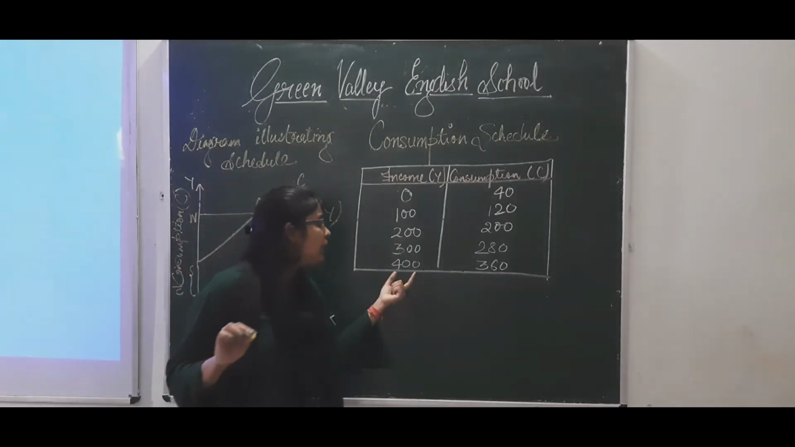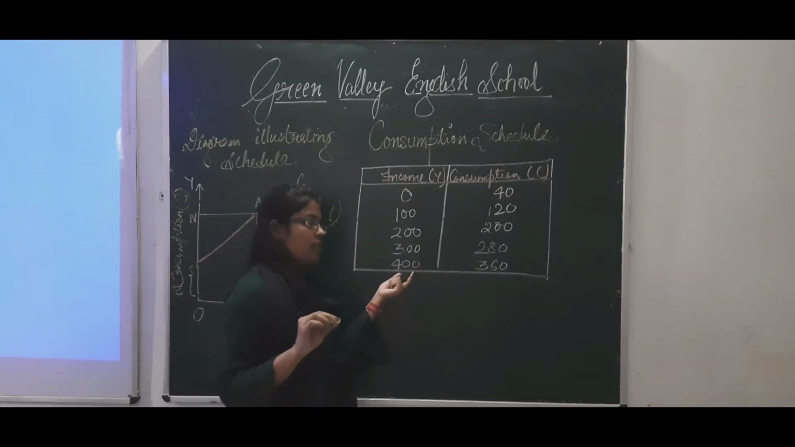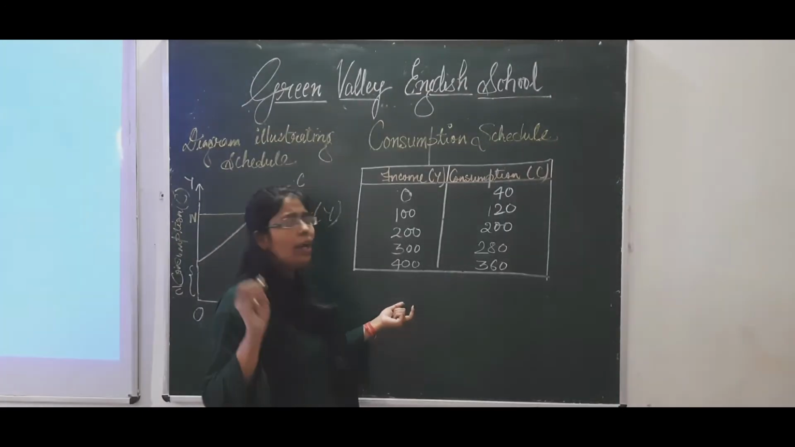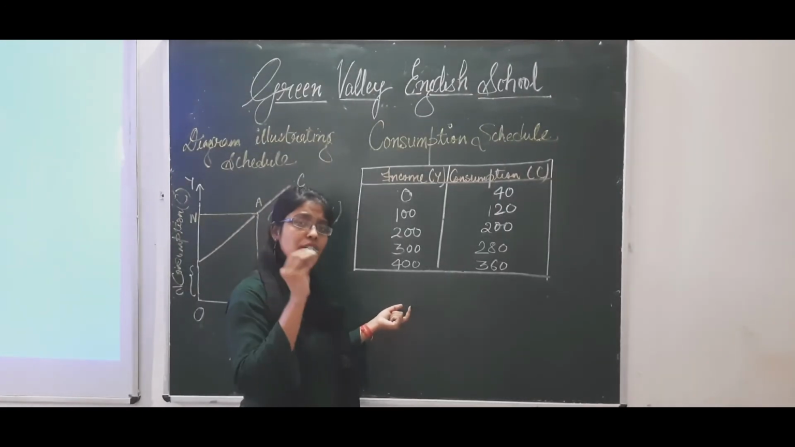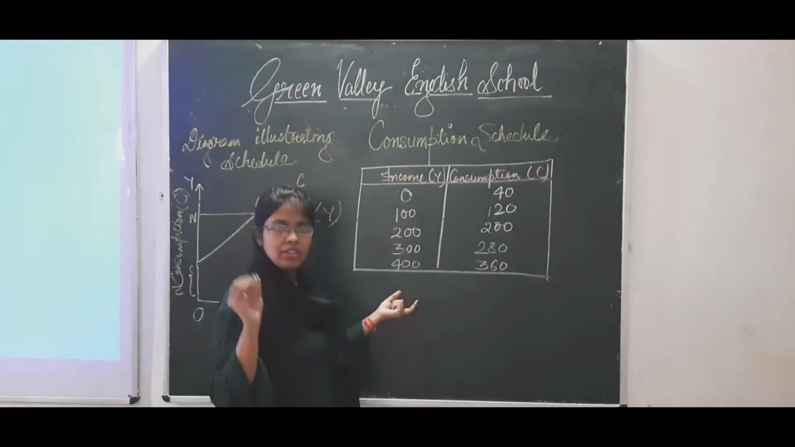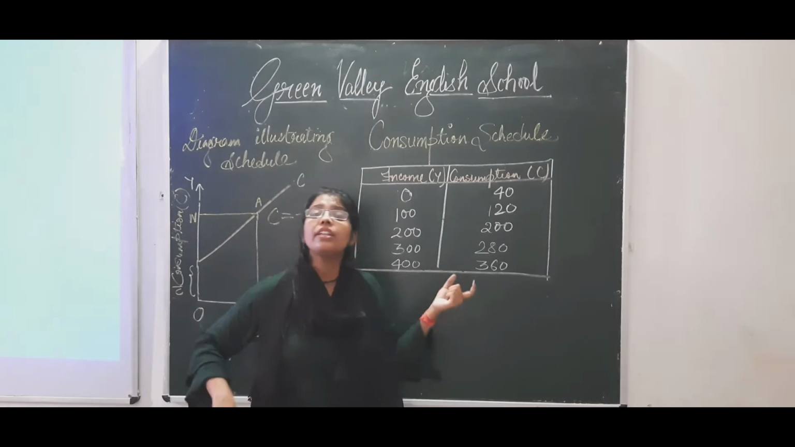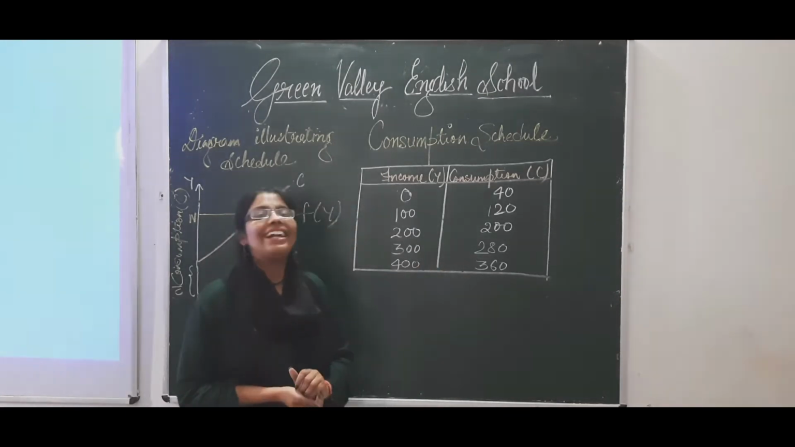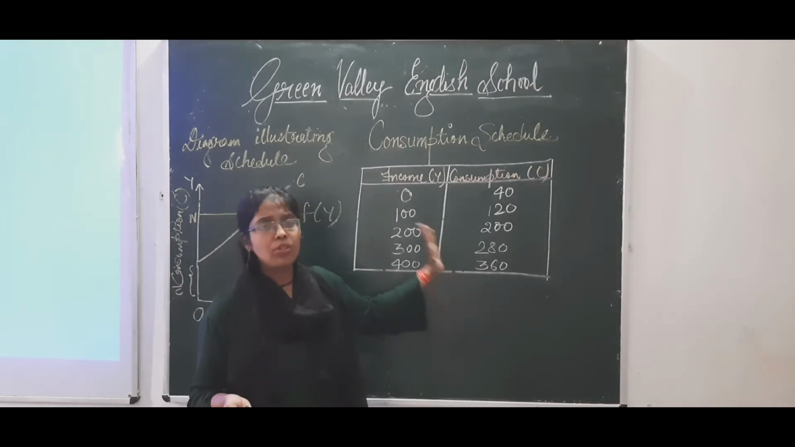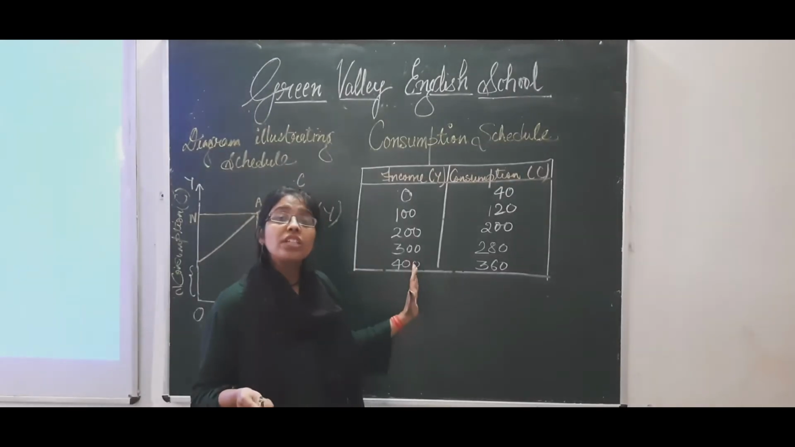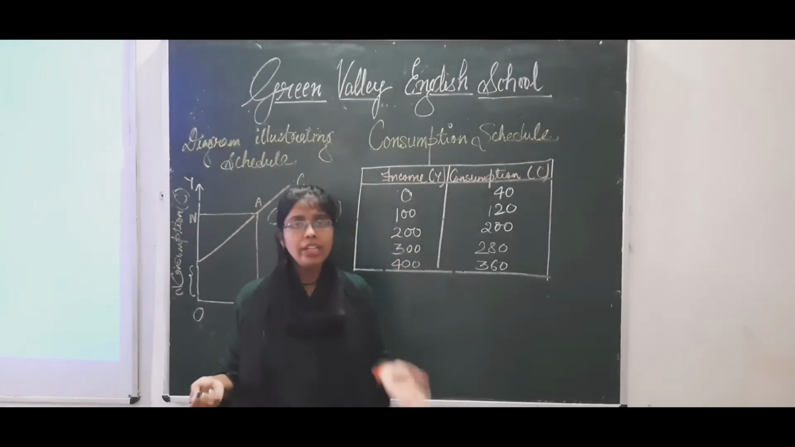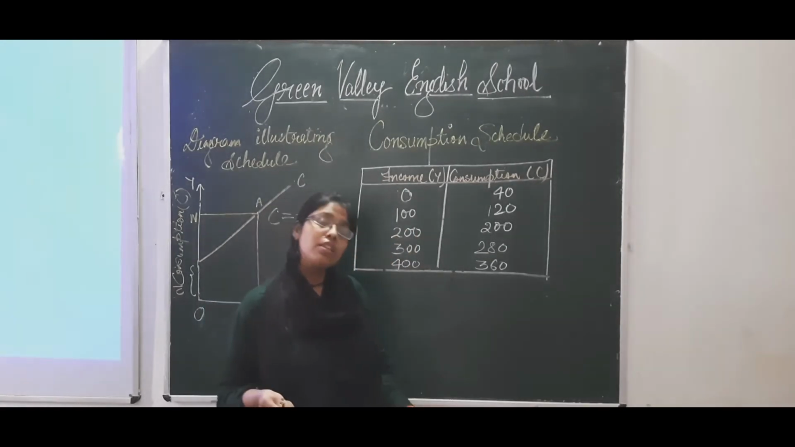Now this schedule can be continued also. If you go through your books, you will see 500, 600, whatever numbers are given, but it is not necessary that you take only those numbers or keep moving to those numbers. What you need to understand is the concept. The concept says that income and consumption have a functional relationship, which is known as the consumption function or propensity to consume.